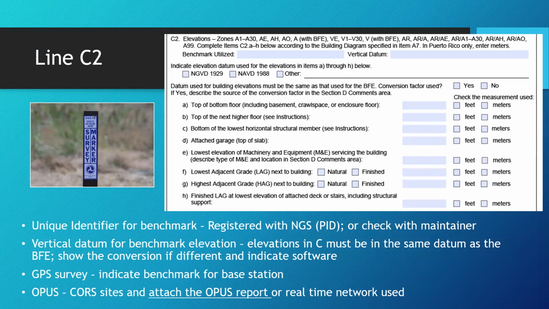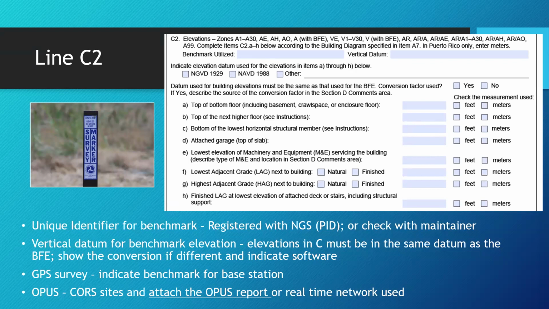So the vertical datum for the benchmark, the elevations in C have to be in the same datum as the BFE, and they mention that several times throughout the form, just to make sure that there aren't any mismatched datums, because again, they can be quite different. The further west you go in the country, it will make a big difference. So if you use a conversion, and there's a checkbox for that now, if yes, then you need to describe the source of the conversion and then describe it in the comments section. So they are really trying to emphasize that. I think it's been missed a lot before, so they've really tried to prompt you to put it in the comments section.